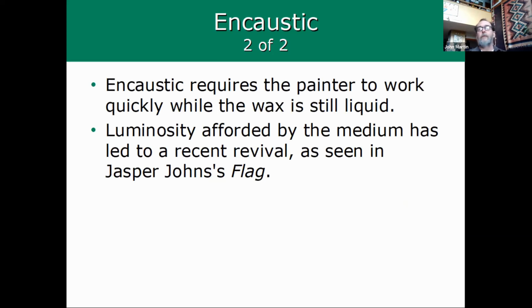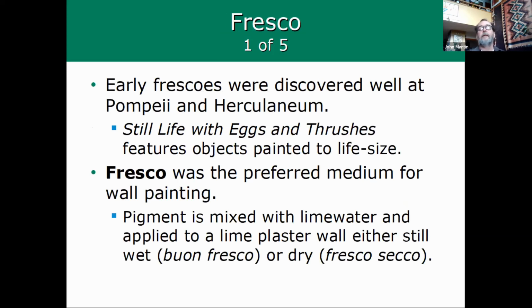Early frescoes were discovered well preserved in Pompeii and Herculaneum. Still Life with Eggs and Thrushes features objects painted to life size. Fresco was the preferred medium for wall painting. And in a fresco, pigment is mixed with lime water and applied to a lime plaster wall. The two names of these frescoes are buon fresco, which is a wet fresco, or fresco secco, which is a dry fresco.